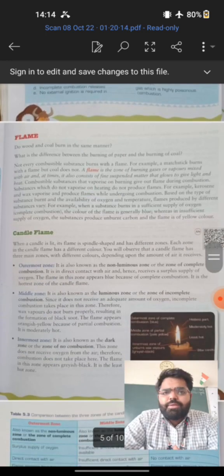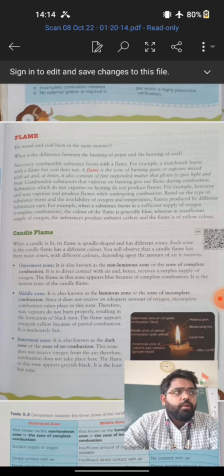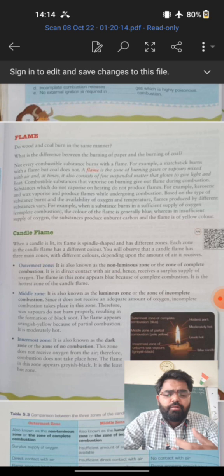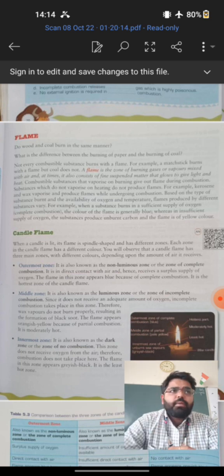Right, now moving on to the next topic that we have, which is flame. So one basic question arises: what is the difference between the burning of paper and the burning of coal? If you have seen the burning of paper, fumes will be there, which in Hindi we call लपटें उठती हैं. But if you have seen कोयला, there will not be any sort of flare. लपटें नहीं उठेंगी. So what exactly is that?